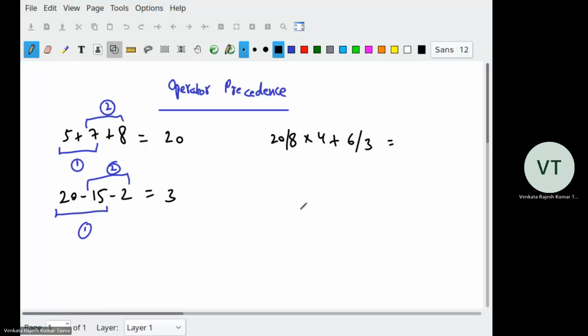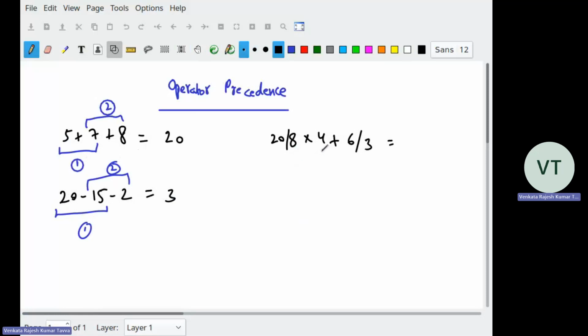Why 12? First, which operation is performed? 20 by 8. What is 20 by 8? 2.5. That is the answer? 2 or 2.5? 2, because this is integer division. In integer division, the output is an integer, not a real number. The quotient is the result. 20 by 8, quotient is 2. So this will be 2.